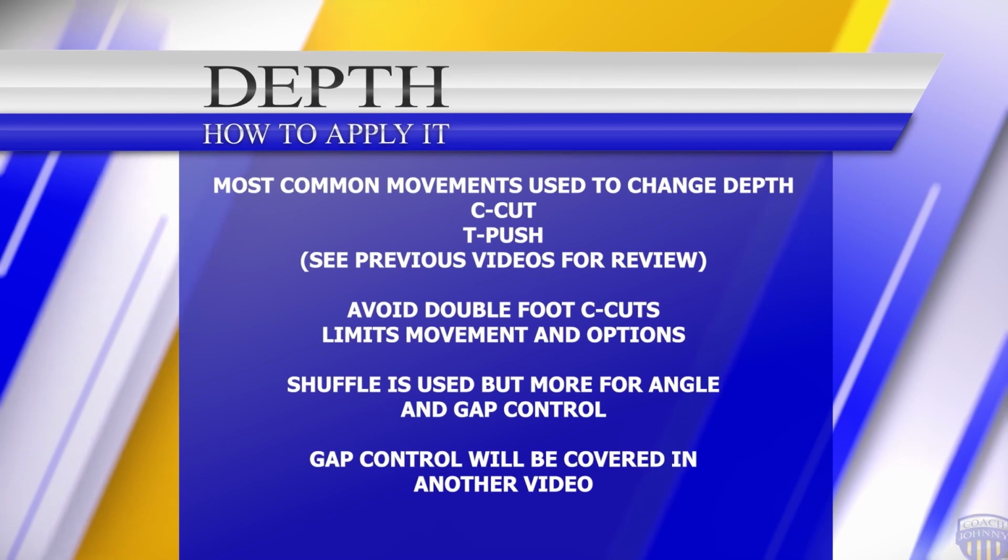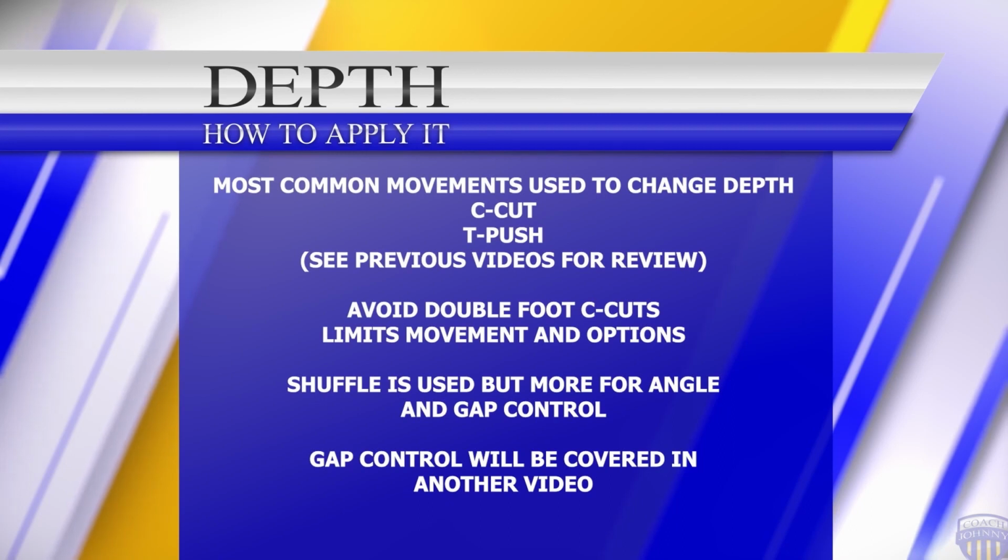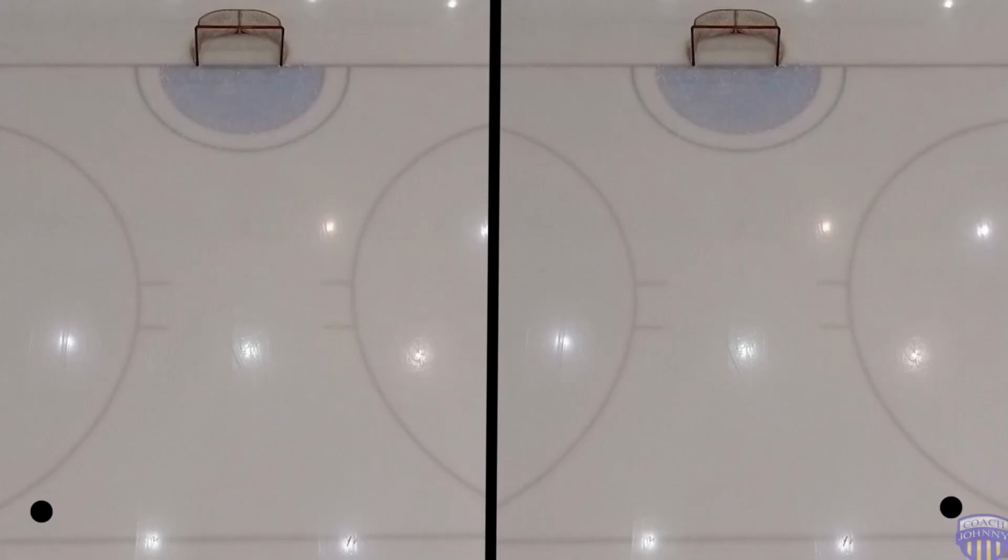A shuffle is also used, but nowhere near as often, so I don't think I need to give a demonstration of this yet. Gap control is another big part of depth, but in the interest of keeping these videos short enough that you don't get bored, or have to search content within a video, I'll save gap control for the next video. Why is angle important?